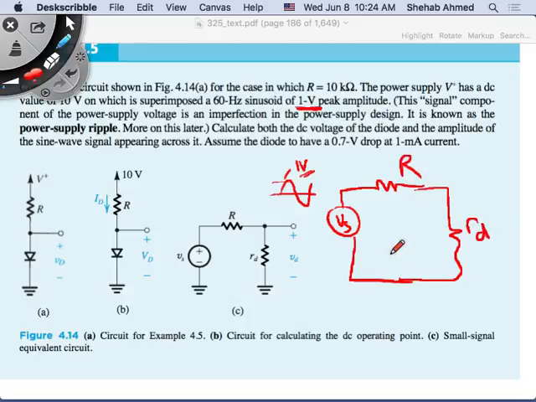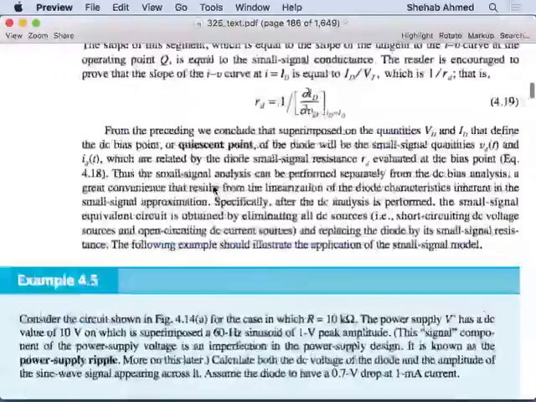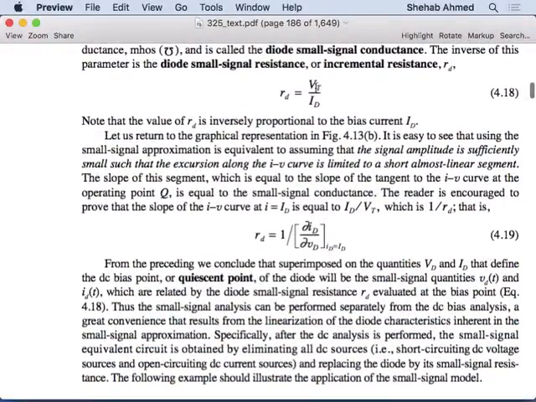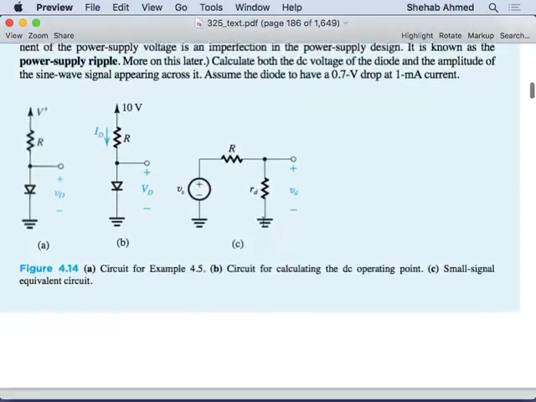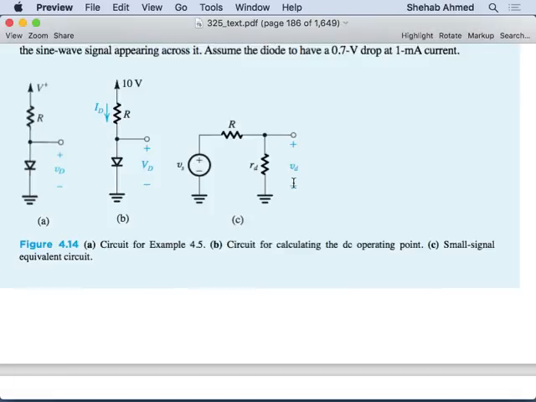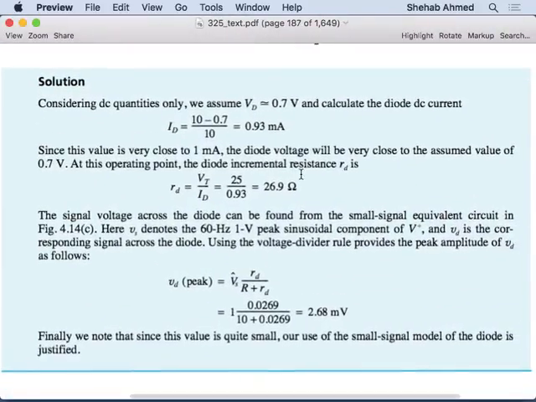You don't know Vs? No, you know Vs. It's 60 hertz with a 1 volt peak. And the small r is equal to Vt, which is 25 millivolts, divided by your ID current, which is your DC operating point current. So you know small RD as well. So now you have a simple circuit, and you have everything that you need to calculate VD. Let's look at their solution quickly.